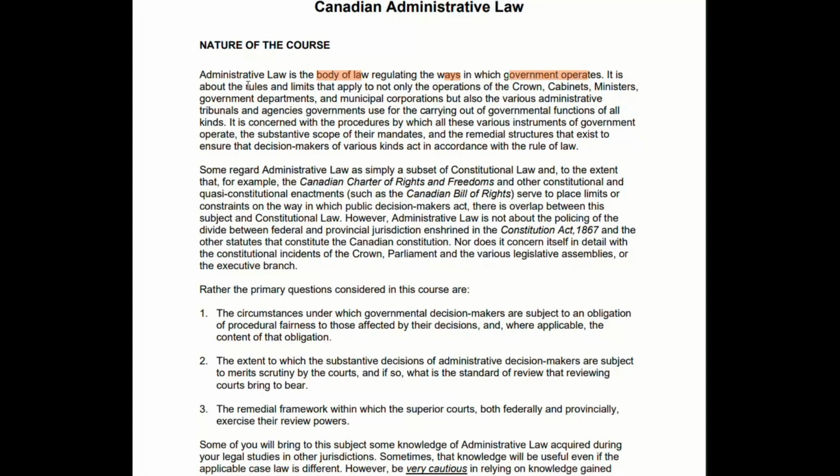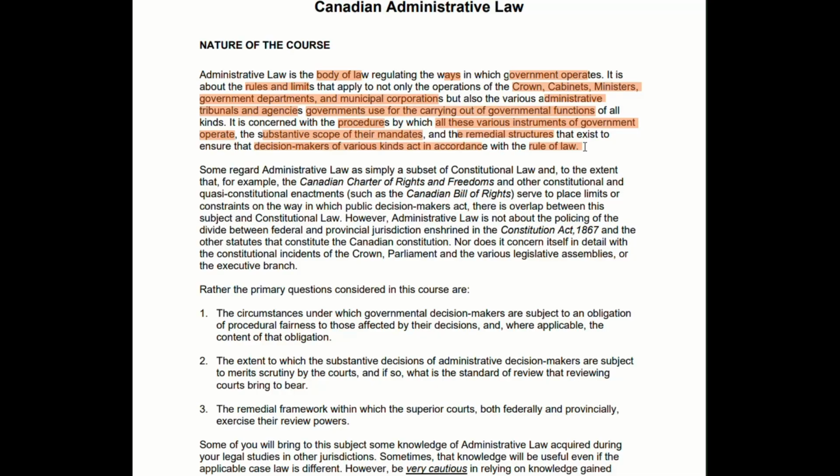So it is all about rules and limits that apply not only to the operations of the crown, cabinets, ministers, and government departments or municipal corporations, but also to the various administrative tribunals and agencies that governments use for carrying out the governmental functions. So it is concerned with the procedure by which all of these instruments of government operate and the substantive scope of their mandates, also the remedial structures that exist to ensure that decision makers act in accordance with rule of law.